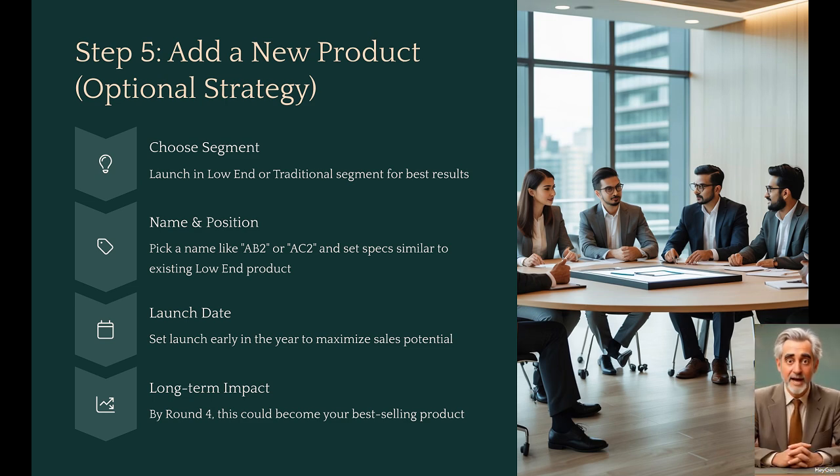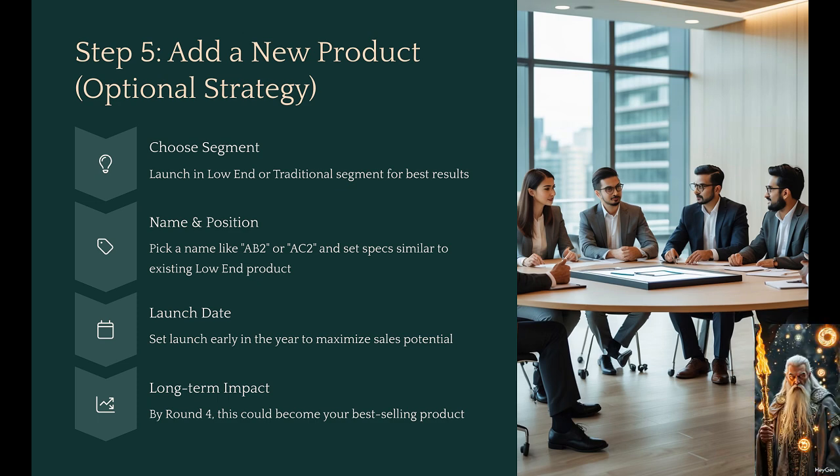Step 5. Add a new product, optional but powerful strategy. Want a head start? Add a 6th product in Round 1. A good place to launch is the low-end or traditional segment. Pick a name like AB2 or AC2. Set launch date early in the year to sell quickly. Use similar performance and size specs as existing low-end product but with better price or position. By round 4, this new product could become your best-selling unit and push your company into first place.